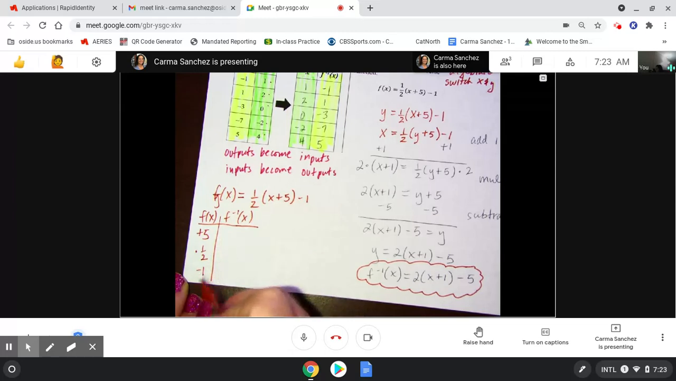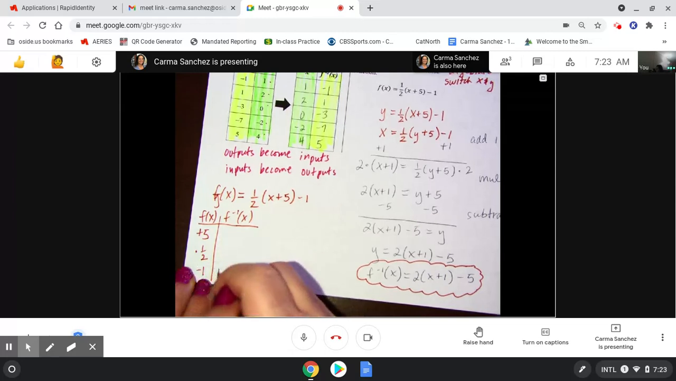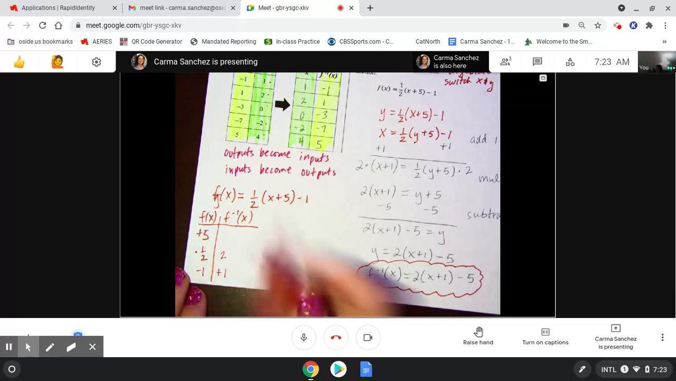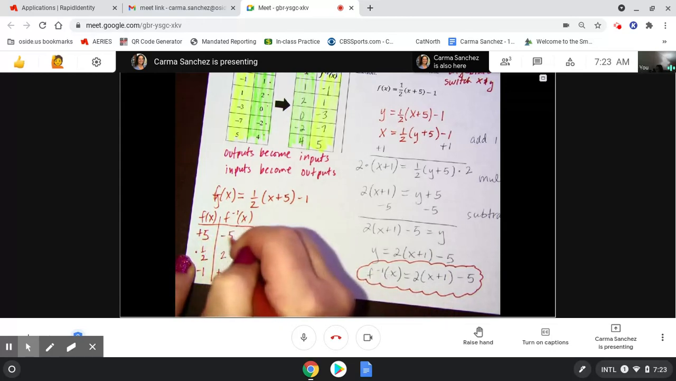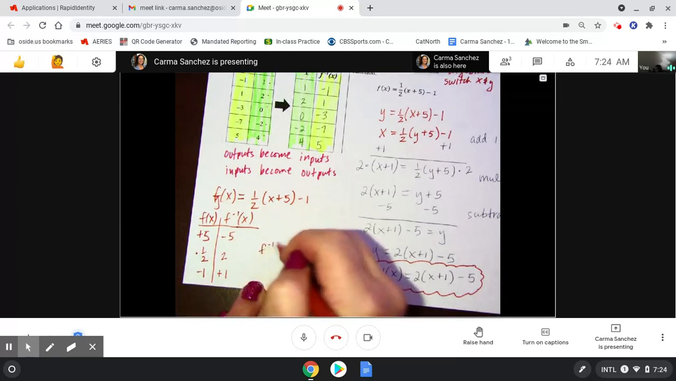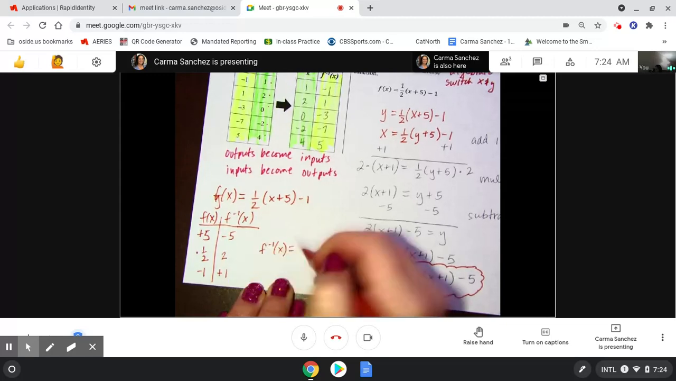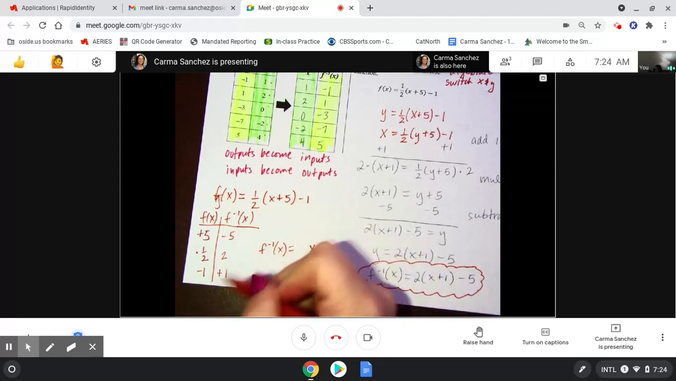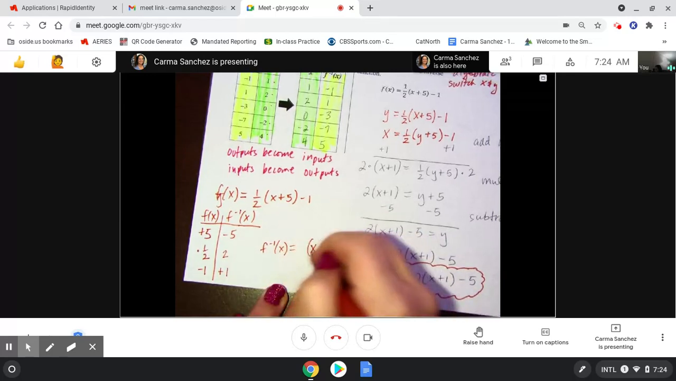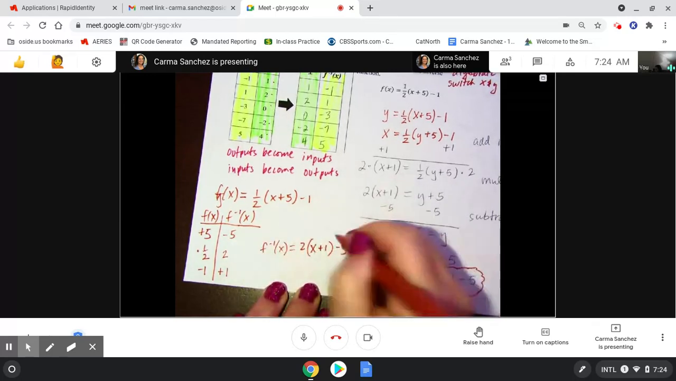What's the opposite of minusing 1? We want to add 1. What's the opposite of multiplying by 1/2? We multiply by 2. What's the opposite of adding 5? We subtract 5. These steps are what we're going to do to our new x in the inverse. So we write f of -1 of x is equal to, so we take our x, we first add that 1 to it, we then multiply by 2, and then we subtract 5. And there's our inverse function.